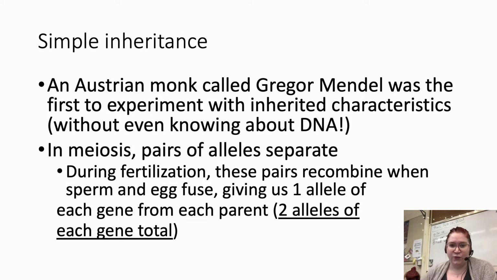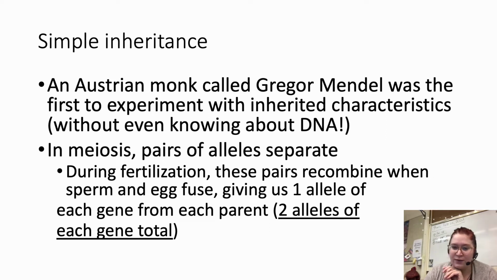But we're going to make it simple for these first few kinds of problems. We're going to talk about Mendelian traits, and they're named after an Austrian monk named Gregor Mendel. He was the first to experiment with inherited characteristics, and he didn't even know anything about DNA, which is pretty amazing. So we know now, being able to look into cells, that in meiosis, pairs of alleles separate. So during fertilization, those gametes then recombine when the sperm and the egg fuse, giving us one allele of each gene from each parent. And we have two alleles of each gene total.